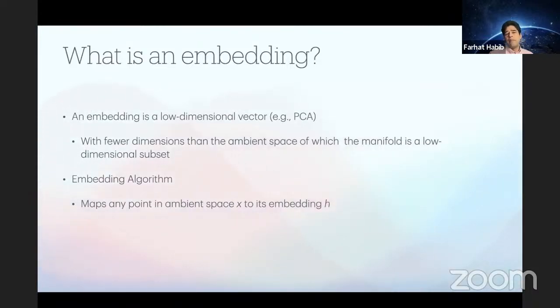So this brings us to, what is an embedding? An embedding is essentially a low dimensional vector. One of the most commonly used embeddings is PCA, principal component analysis. The essential idea of an embedding is that it has fewer dimensions than the object that the embedding is representing. What an embedding algorithm does, for example what PCA does, is map a point in the ambient space X to its embedding space. So the embedding is much, much smaller than the object that you start with.